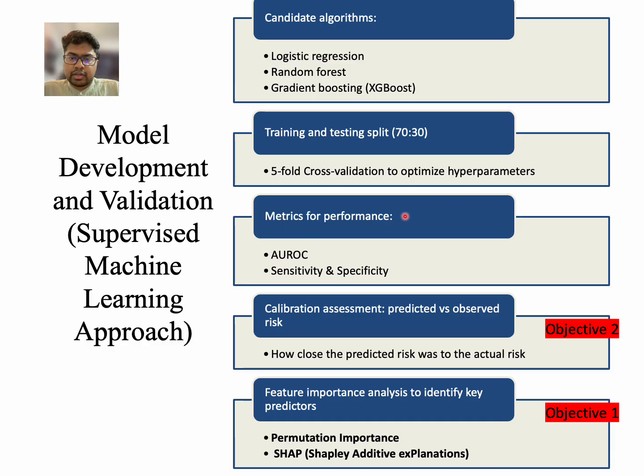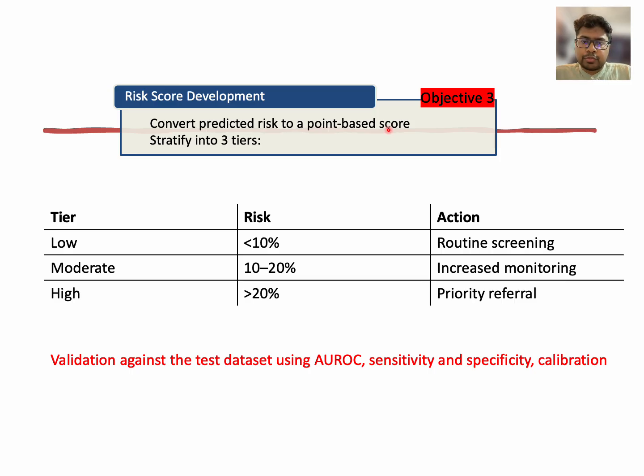And like I explained before, we split them into training and testing subsets, and then have five-fold cross-validation to optimize the hyperparameters, and then use metrics to evaluate the performance of these models. And then calibration assessment, we compare the predicted risk to the actual risk of the patients, and then feature importance analysis to identify the key predictors. Then objective 3, which will be done at the end, which is risk score development, converting the predicted risk to a point-based score, stratifying into 3 tiers.